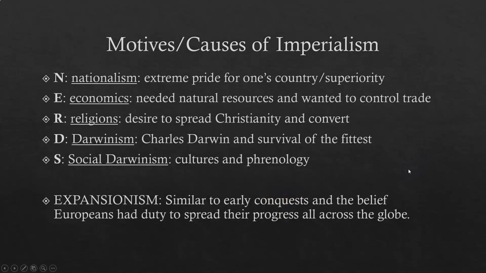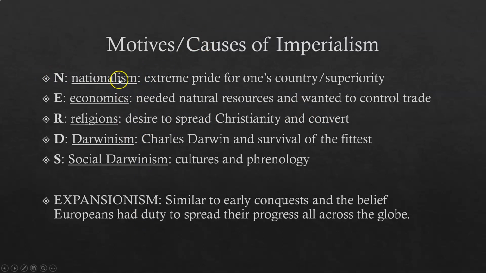So what are the motives, the causes? Why did these countries say, all right, aside from resources, aside from the oil, the diamonds, the rubber or steel or whatever I need from the other countries, why else am I doing this? Well, there's a couple of things here. There's an acronym, and the acronym is right here: NERDS. Each letter stands for something. So here are the motives.